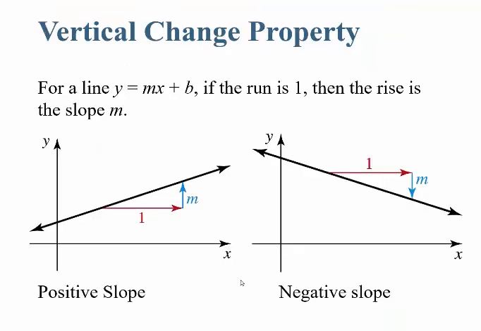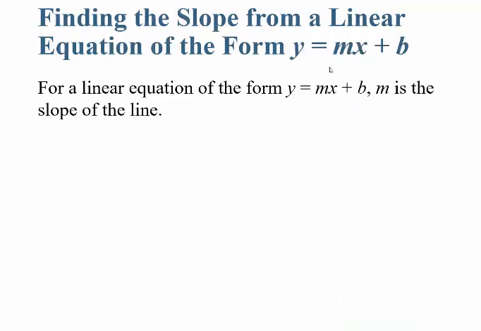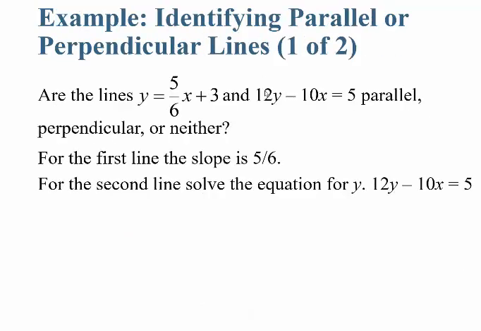All right, so let's talk about something called the vertical change property. For the line y is equal to mx plus b, if the run is 1, then the rise of the slope is always m. Let me go back for a second. What we're saying here is, right here, the rise is 2. It's 2 divided by 1, but we just write it as 2. So when the run is 1.